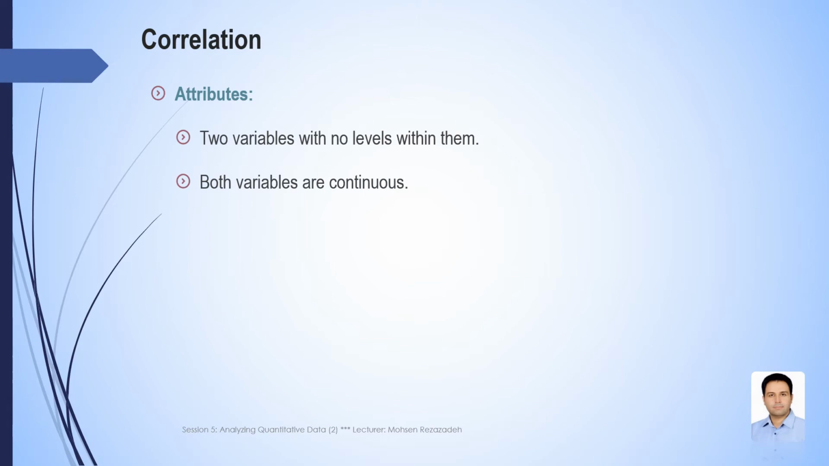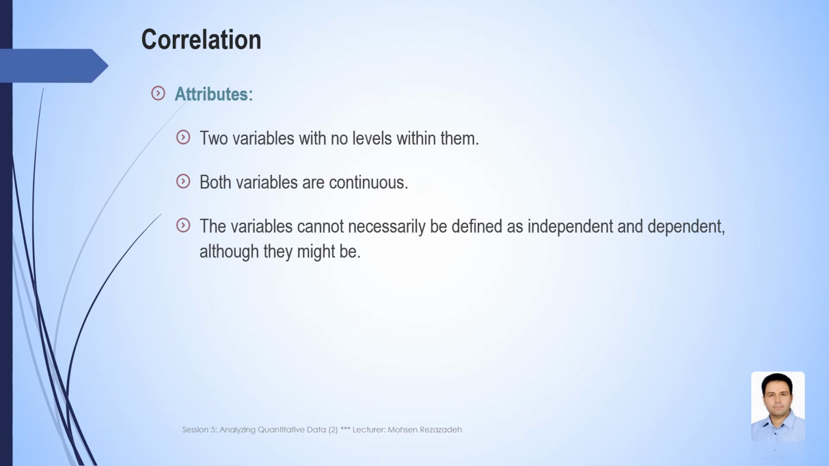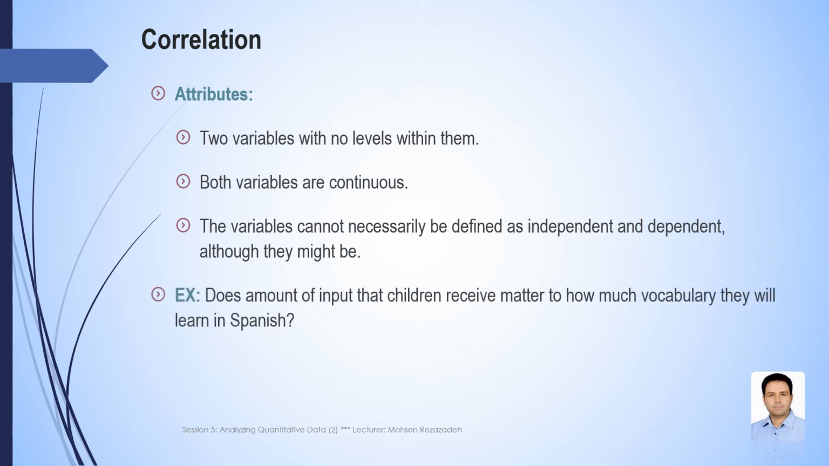And the third attribute is that the variables cannot necessarily be defined as independent and dependent variables, although they might be. For example, look at this research question. Does amount of input that children receive matter to how much vocabulary they will learn in Spanish? This research question examines the relationship between the amount of input and vocabulary knowledge in Spanish.